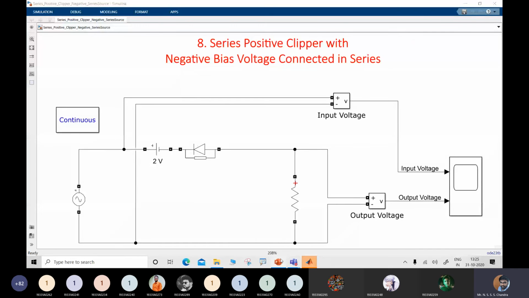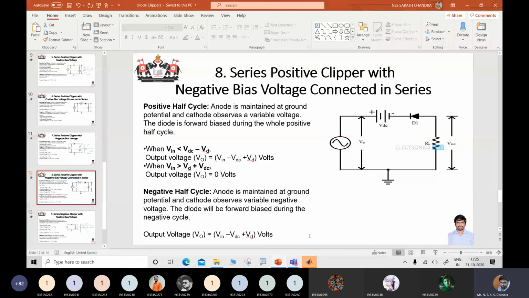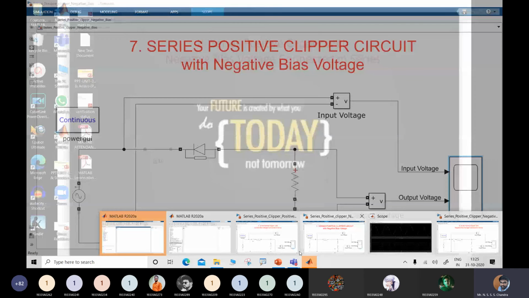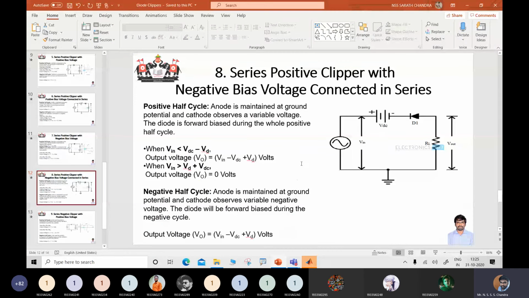So here is your circuit. Now if we try this simulation, what should be the value I should get when the diode is conducting? When the diode is conducting, your output voltage should be equal to Vin minus VDC plus VD. When the diode is not conducting, your output voltage should be equal to 0. So let us check that.